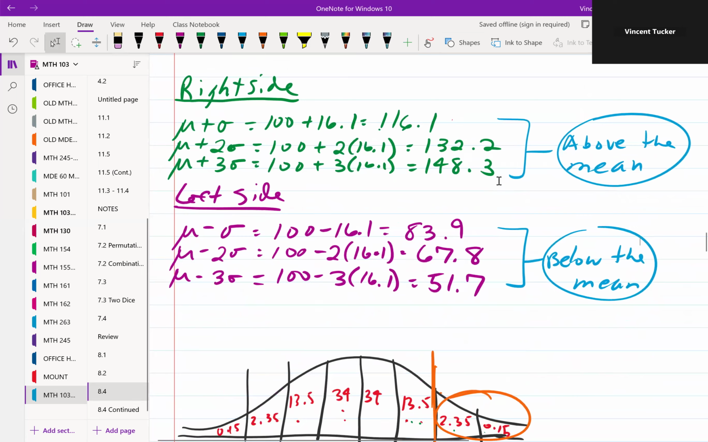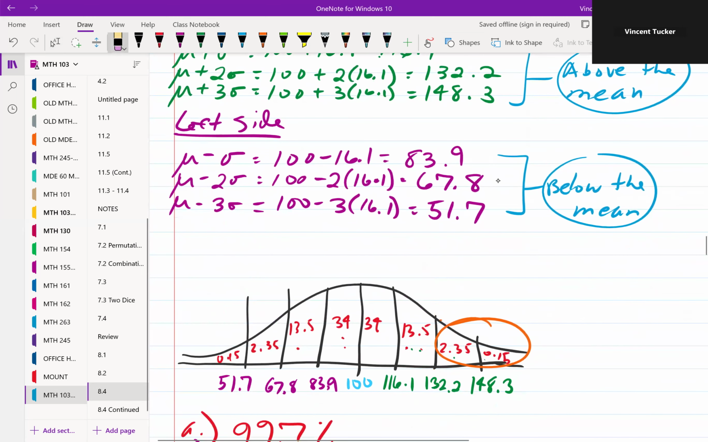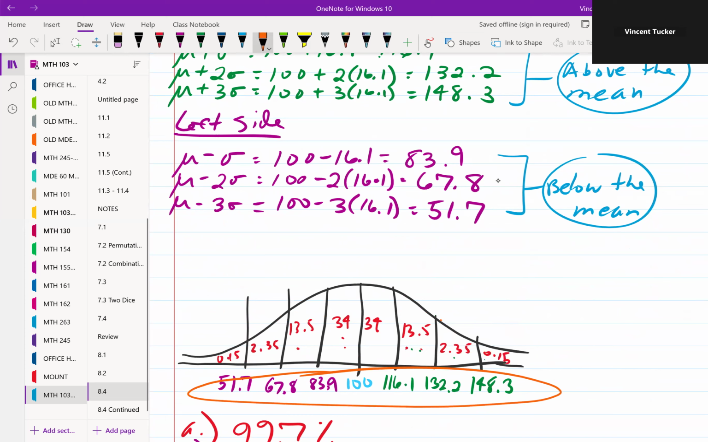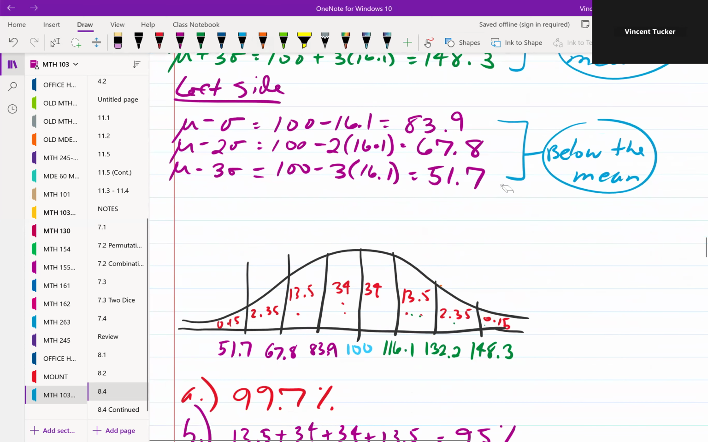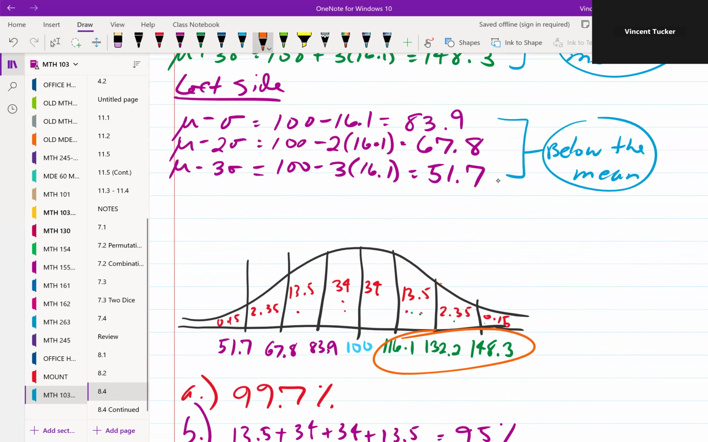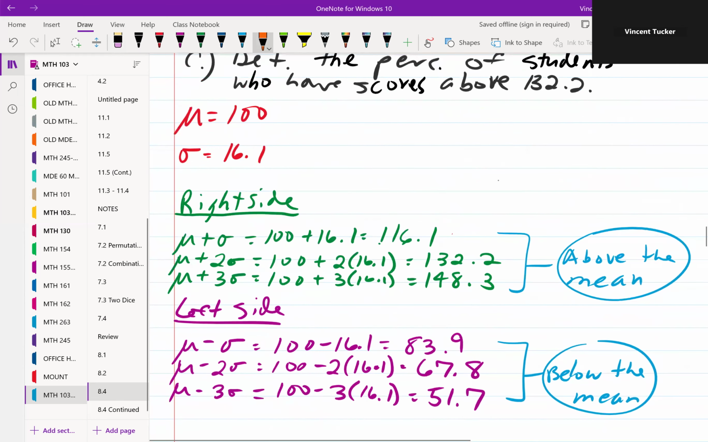All right. So if I had to fill out the chart, remember what I mentioned before, these percentages stay the same. They never change. The values down bottom will change according to whatever your standard deviation and your mean are. So we have our mean in the middle, that's 100. Then to the right, and I tried to color code it, we have our 3 values, 116.1, 132.2, 148.3. Then to the left, 83.9, 67.8, and then 51.7. So now let's go ahead and answer A, B, and C.